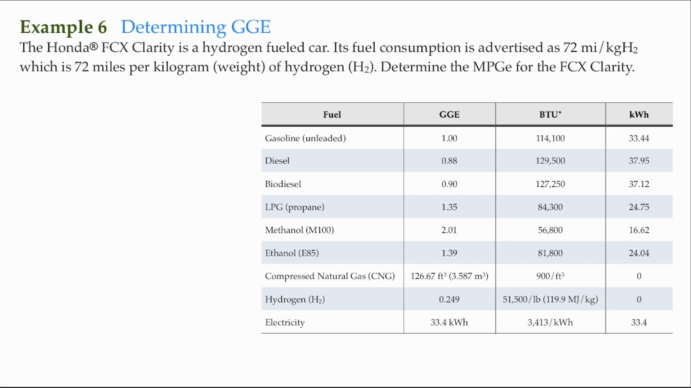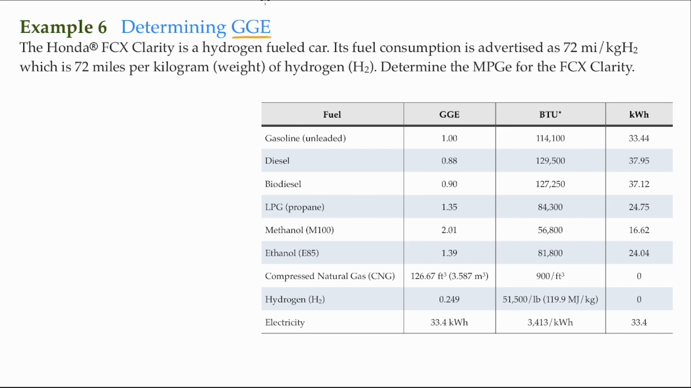In this example, we are going to be determining a GGE. A GGE stands for gallon gasoline equivalent. And what that means is that we're used to understanding what miles per gallon are. When it's advertised that a car gets 25 miles to the gallon, we all know what that means.